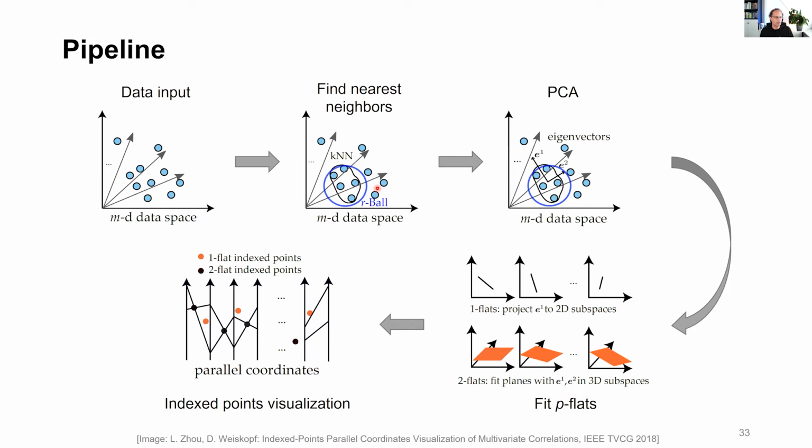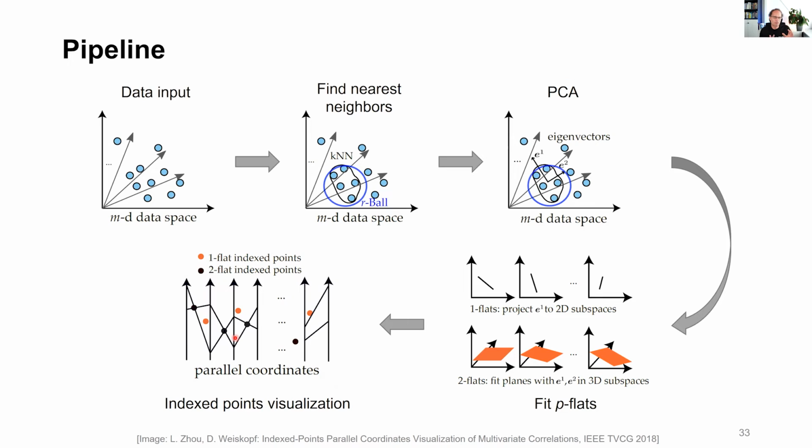And these are then plugged into a PCA computation. That's our local PCA that gives rise to these eigenvalues that are still all living in m-dimensional data space. And then you restrict them to your lower dimensional spaces where you want to do the visualization. And that means you fit your p-flats to those. And then you just draw these point representations for the one flats and two flats in the usual space that we are using for the parallel coordinates.